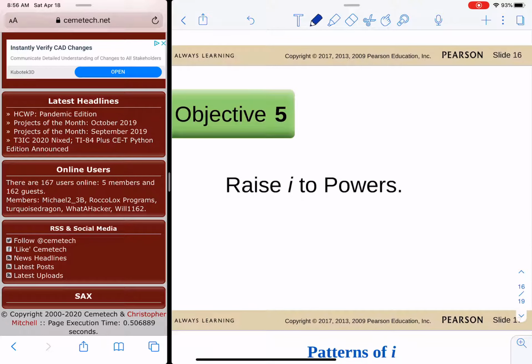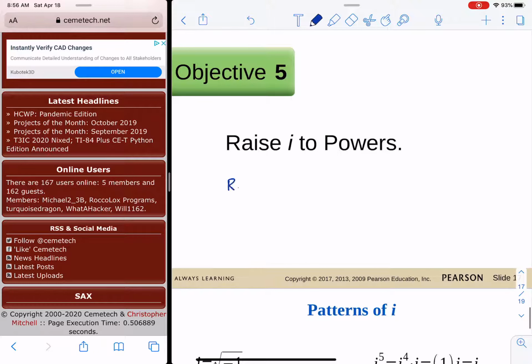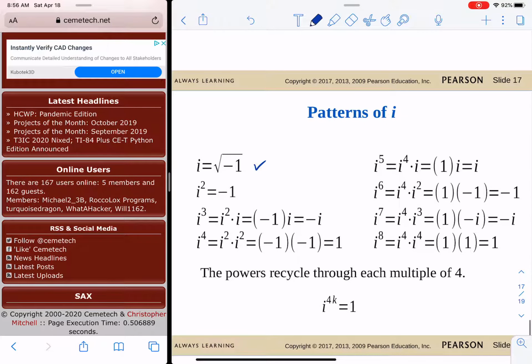Complex numbers have a very interesting property when we raise i to a power. It has a very nice pattern. We know i squared is negative 1. Do not forget that. Which would also mean that i is the square root of negative 1.